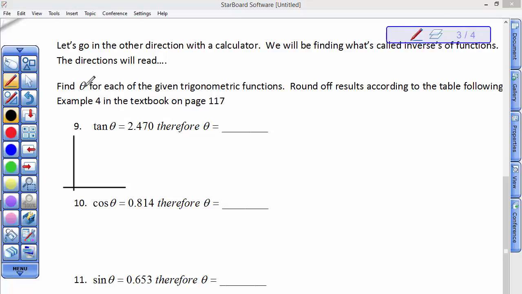So the tangent of the angle that you're looking to find, because I want to find theta. We're going to go in the other direction with our calculator to do this. We call it the inverse of the functions, but it doesn't mean reciprocal. So there's an angle we're working with whose tangent is this. I'm going to think of it as 2.470 over 1, because remember, tangent of an angle is defined as y divided by x. So I want to draw a triangle whose y side is a good 2.5 times as big as the x side.